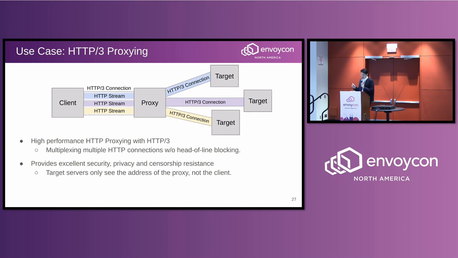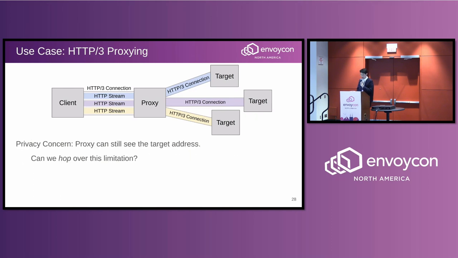And specifically, with HTTP proxying, the target servers can only see the address of the proxy, not the client, because the UDP tunnel is established between proxy and target. So it provides some degree of IP address privacy for the client. But the proxy can still see the target address and watch which servers a client is connecting to. So can we hop over this limitation?